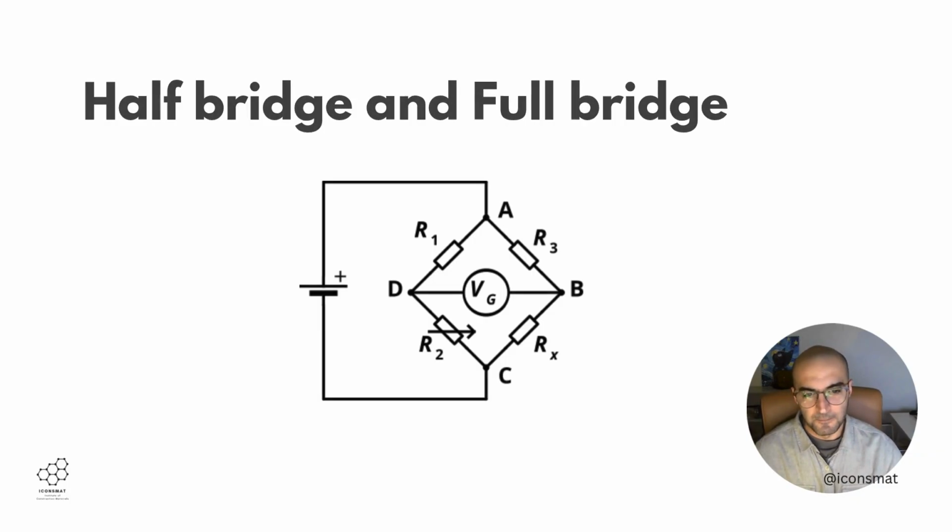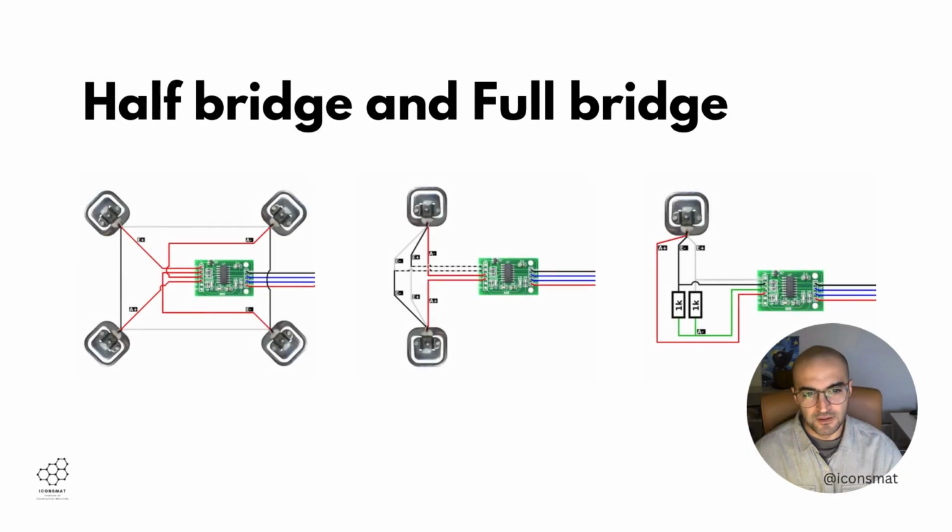So a half bridge is composed of two strain gauges. A full bridge is composed of four strain gauges. On the left-hand side, you see a full bridge, which has all four resistors in place and connected to something called an amplifier. The green electronic board you see is an amplifier. In the next slide, we will discuss what an amplifier is and why it is needed.